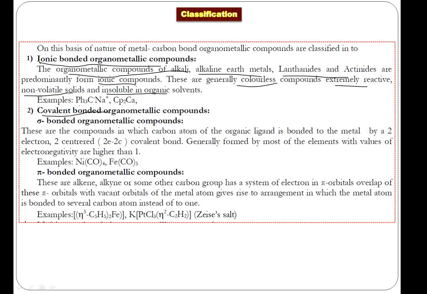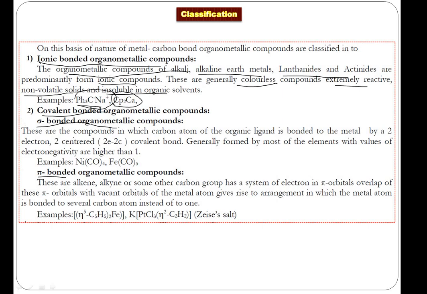For example, you can take these two examples. Remember at least these examples. For example, cyclopentadienyl calcium. Now what is this cyclopentadienyl? What is the structure? This we'll see in the upcoming classes. And this is triphenyl sodium. So these are the two examples. Then if we look at the covalently bonded organometallic compounds, they are further of two types: sigma bonded organometallic compounds and pi bonded organometallic compounds.